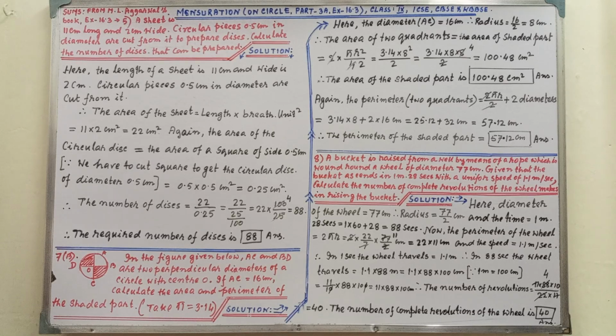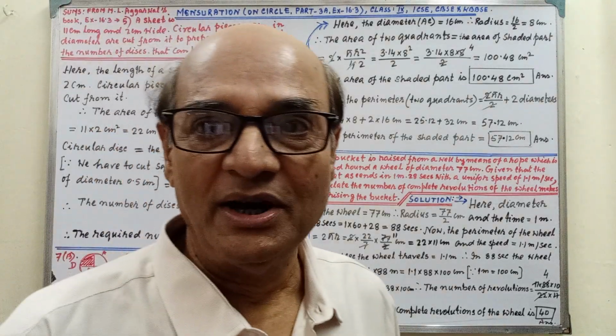Today for class 9, ICSE, CBSE and West Bengal board also: Mensuration on circle, part 3A. That means you have already got more lessons, you must go through that lesson. My suggestion before watching this video, you must go through the video number, that is part 3. There are formulas you have to learn by heart and remember also. Now please pay your attention on the board.